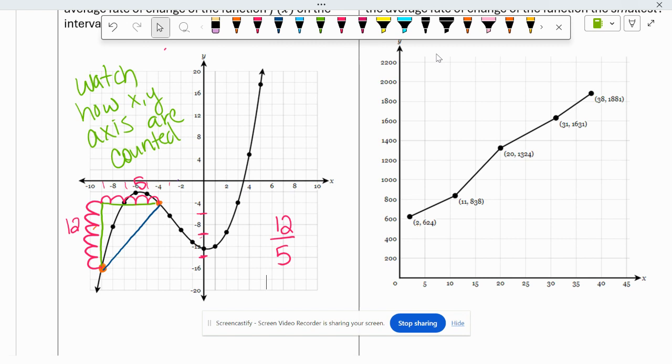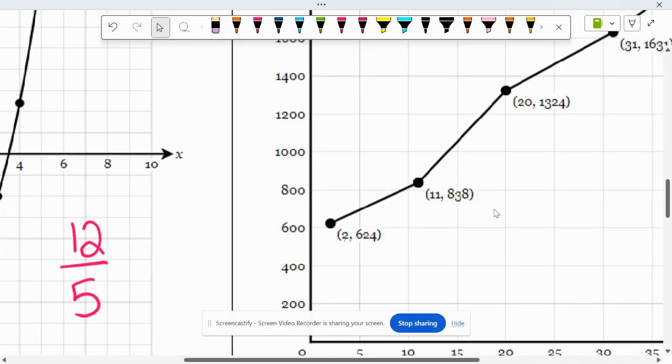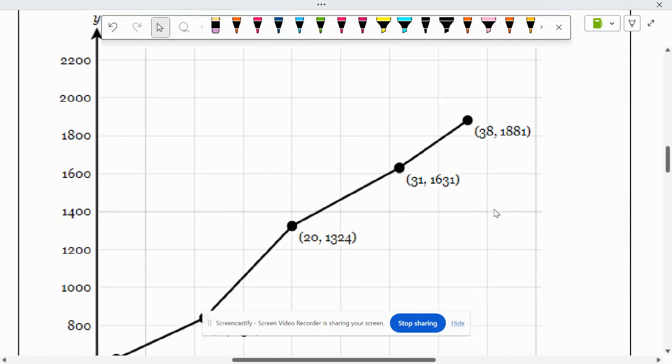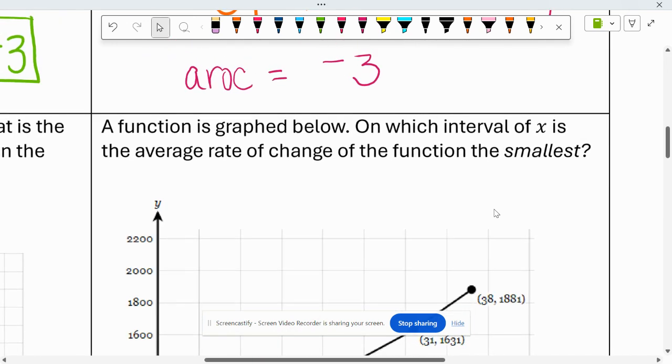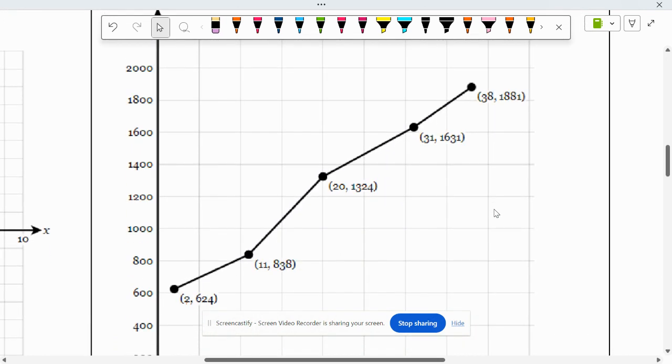So you just have to be really careful about how you count your x and y axes. Like when I look at my next example, my x-axis is being counted by 5s. Each grid line represents a 5. And then my y-axis, each grid line represents 200, right? So you have to pay attention to that. Luckily, on this example, they gave us ordered pairs. So this example says, hey, a function is graphed below. On which interval is the average rate of change the smallest? So I'm going to calculate the average rate of change for each interval, and then we're going to look at the graph and see if we can decide something, okay?